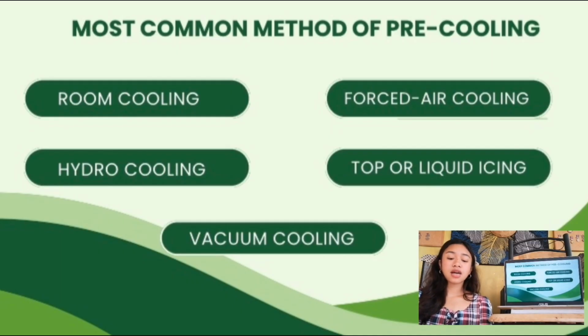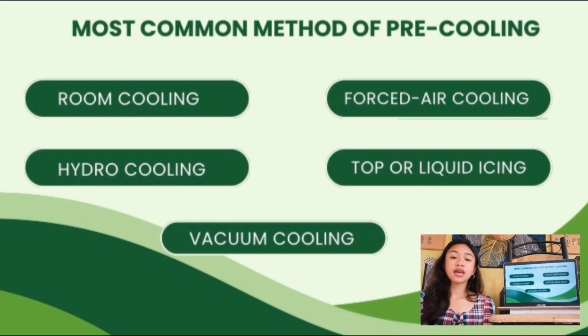Fourth method is top-icing or liquid icing. It is where you pour crushed ice over the top of crops in boxes or inject liquid ice slurry. The ice melts and keeps crops cold during transport, and this method is best for broccoli, spinach, and green onions.